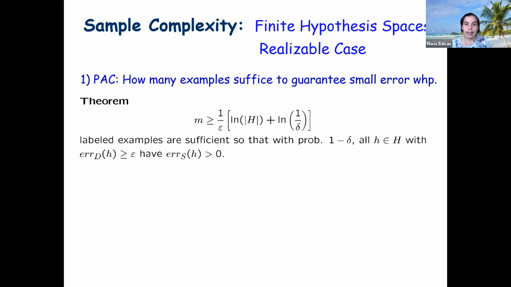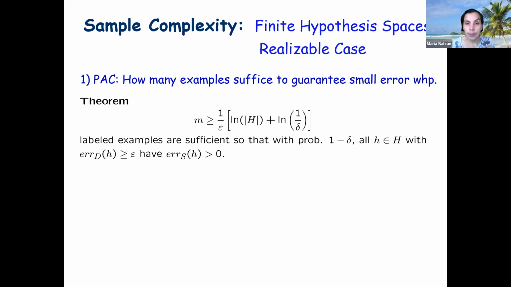Another way of writing it, by the contrapositive, which I mentioned yesterday, is that these many labeled examples are sufficient so that with high probability, at least 1 minus delta, we have it uniformly for all classifiers in the search space: if any such classifier has empirical error rate 0, perfectly classifying the samples, then its true error rate is at most epsilon. So they generalize. This is one way to write the bound.